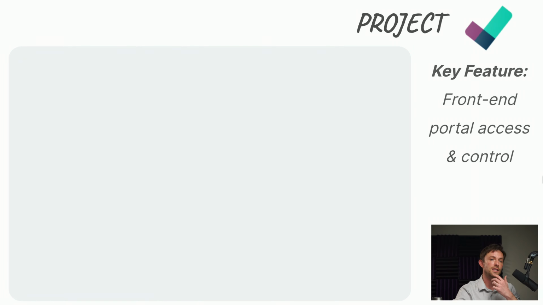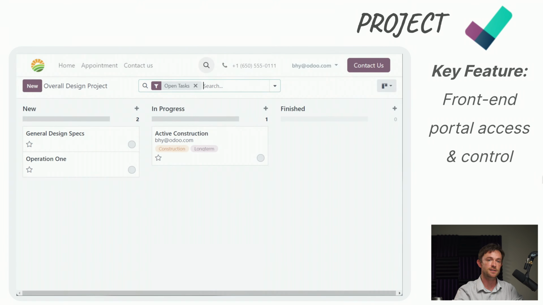For a key feature, the front-end portal access of the projects is really good. So as you can see in this slide, here's a view of a project. It's the Kanban view of it. You can see new, in progress, finished, with some tasks going on. But the cool thing is what we're seeing is actually what the customer sees, because this is a front-end customer portal view of the project. And so if you want to, you can choose to share the project information with your clients so that they can have a bird's eye view into what's going on. A lot of times customers really appreciate that.